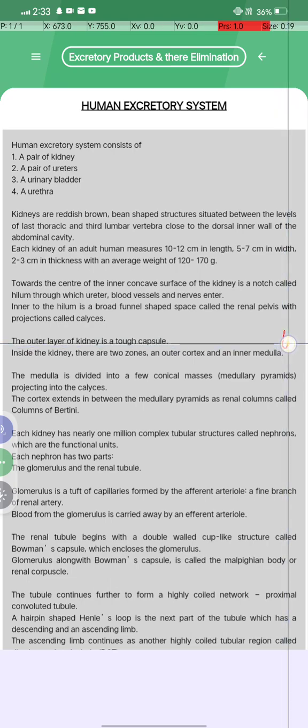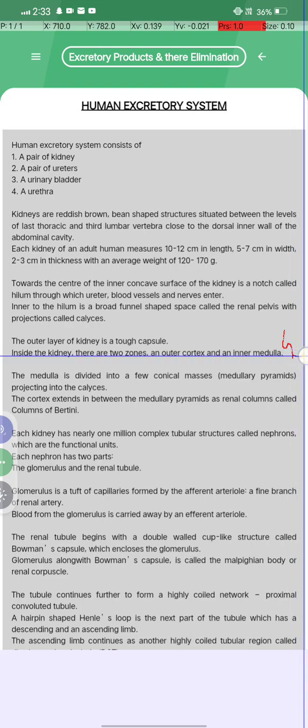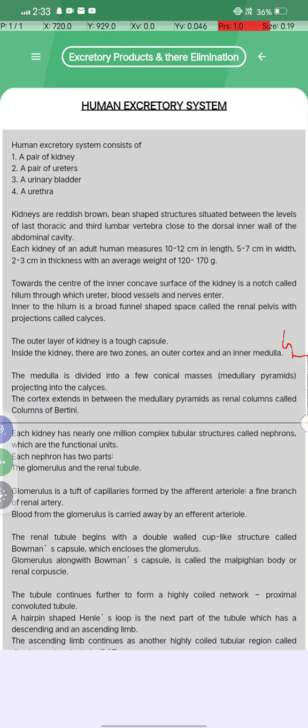The outer layer of the kidney is a tough capsule. Inside the kidney, there are two zones: the outer zone, cortex, and the inner zone, medulla. The medulla is divided into a few conical masses called medullary pyramids, projecting into the calyces. The cortex extends in between the medullary pyramids as renal columns, called the columns of Bertini.